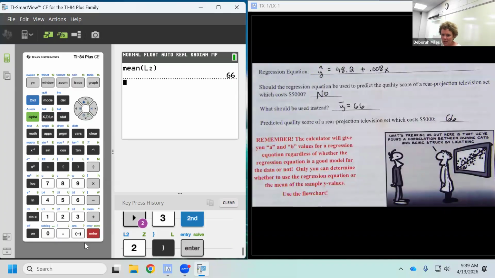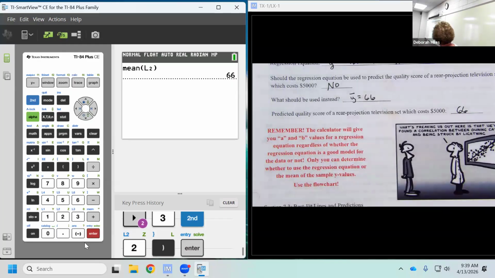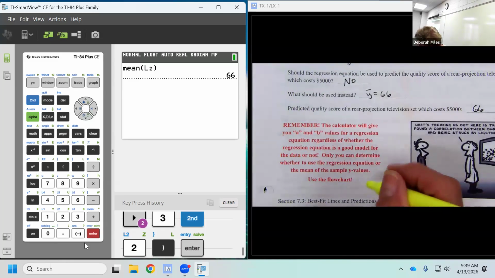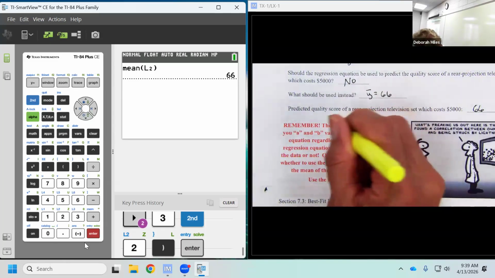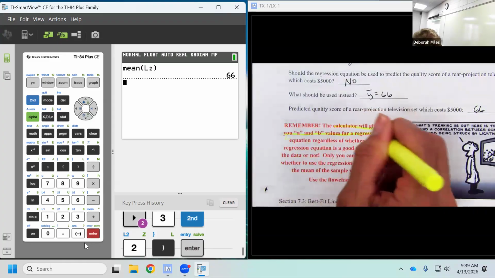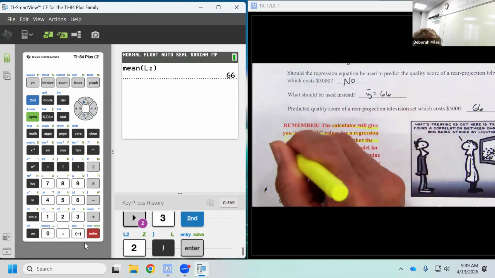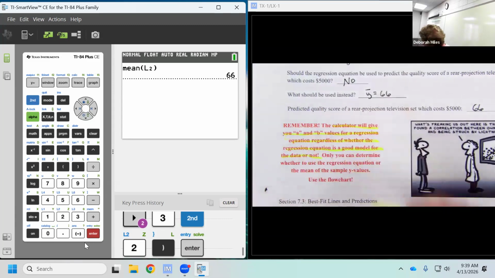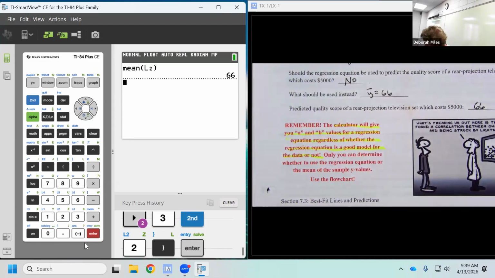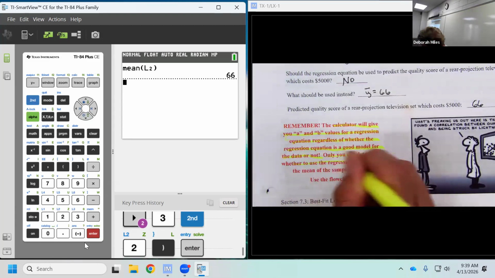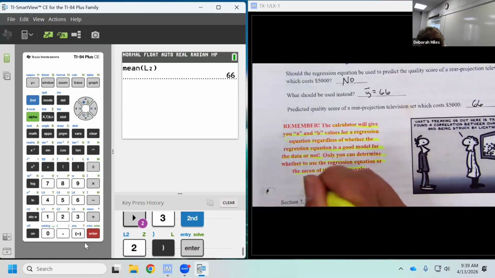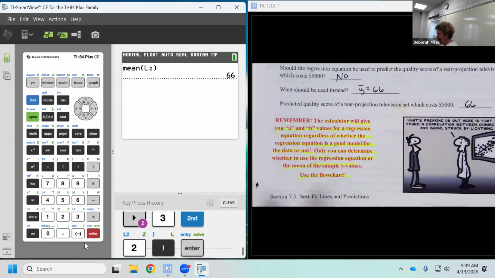All right, remember, I always think of Smokey Bear here. Only you can prevent forest fires. Only you can prevent using the regression equation all the time. You can only use it when the 3 conditions are met. Otherwise, you have to use the mean of the sample y's.